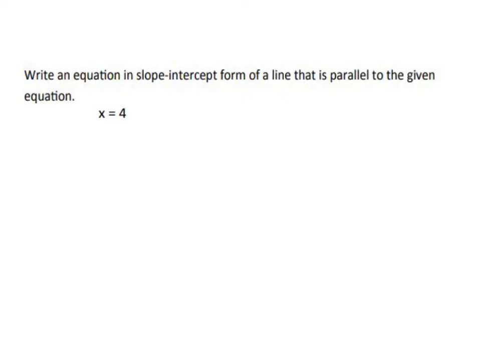All right, here's another one. So here we have x equals 4. Remember, when you have x equals, that's a line that is vertical. So these are x equals, which means it crosses through the x-axis at 4. So if I want a line that's parallel, it's also going to be x equals. So let's say x equals negative 4.